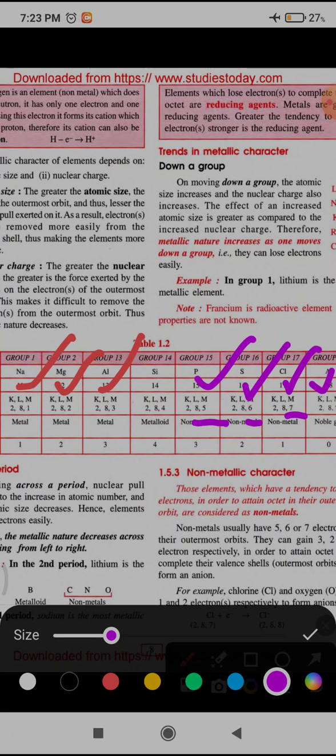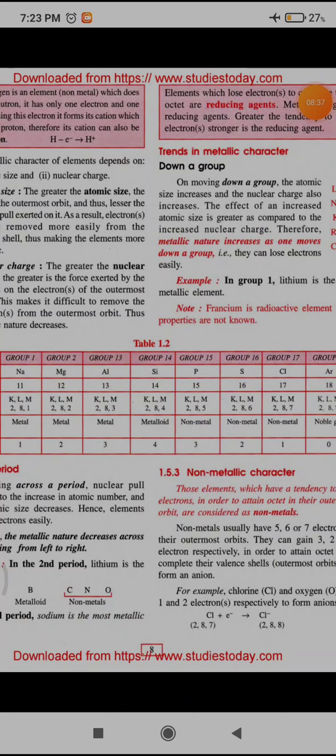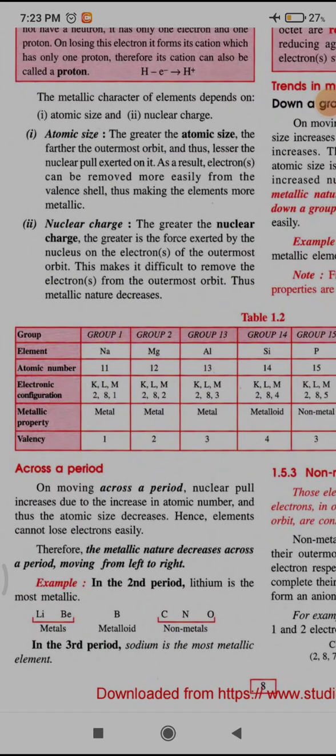Now let us see across a period. You know, across a period, the atomic size decreases, and atomic size decreases means in the beginning the metallic character will be there, but slowly it goes on decreasing. That means the non-metallic character will be improving. So see, on moving across a period, nuclear pull increases. Yes, because the atomic size is decreasing.